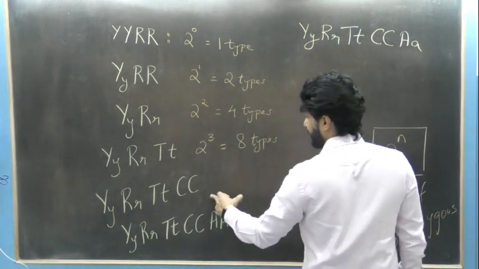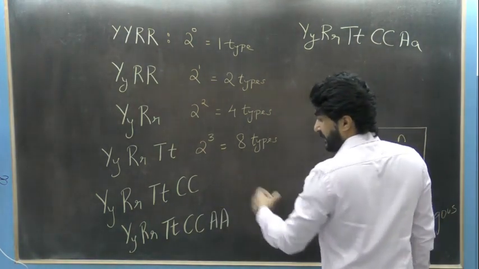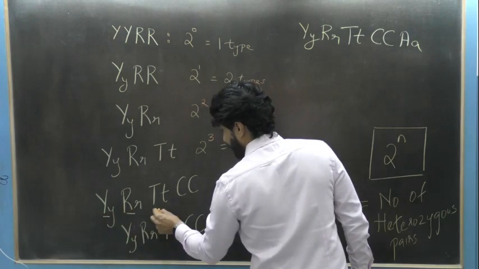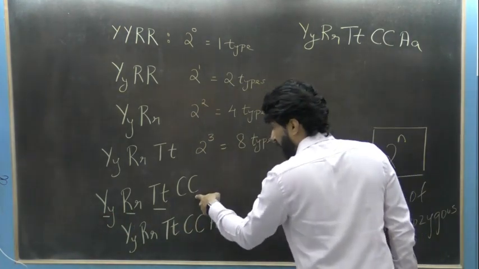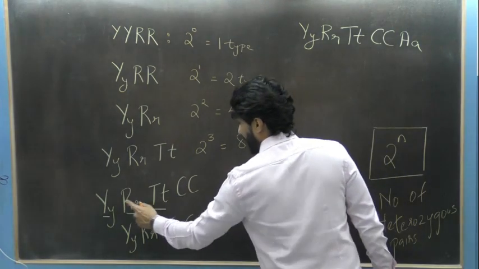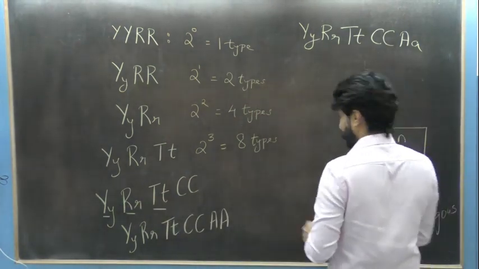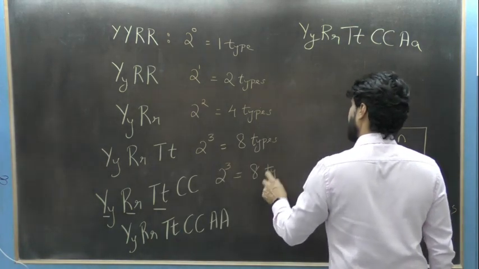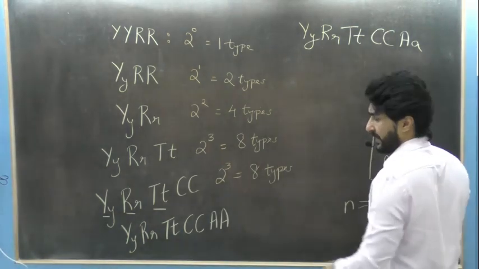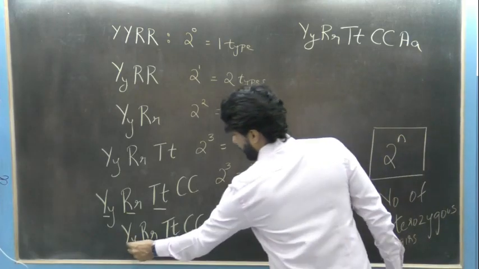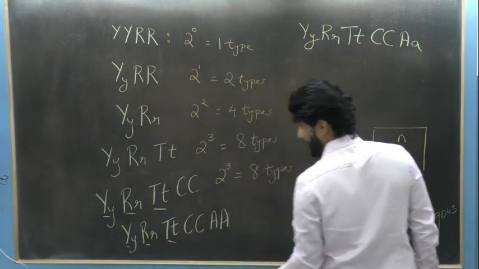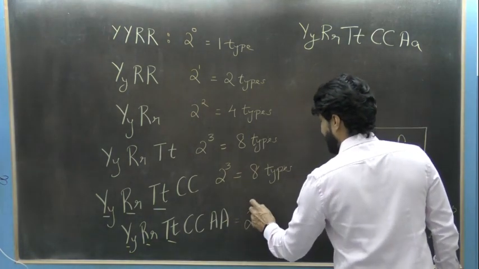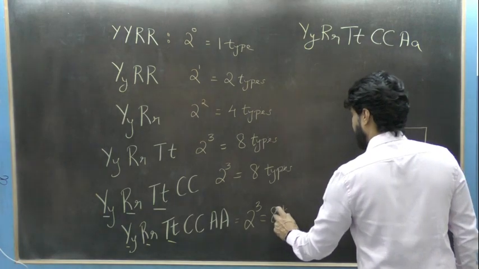If you observe this, you would find this is heterozygous. I'm underlining the heterozygous pair. This is heterozygous, this is heterozygous, this is not heterozygous. So this plant also has 3 heterozygous pairs. So this plant would also produce 8 types of gametes. Apply here. Here also, this is heterozygous, this is heterozygous, this is heterozygous, this is not heterozygous, this is not heterozygous. So this also has 3 heterozygous pairs. So this will also produce 8 types of gametes.